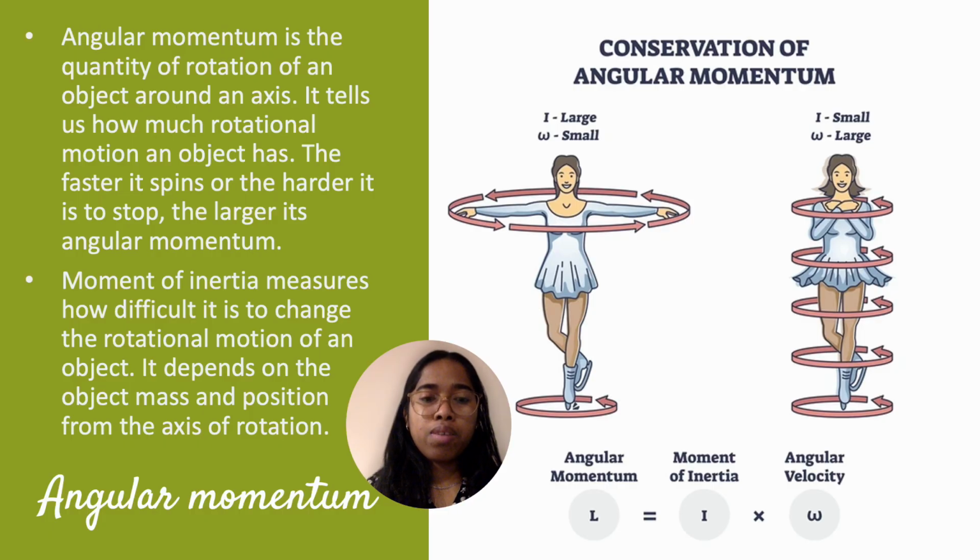And the moment of inertia measures how difficult it is to change the rotational motion of an object. It depends on the object mass. So if it is very heavy, it might be difficult to move it, to rotate it. And it also depends on the positions from the axis of rotation.